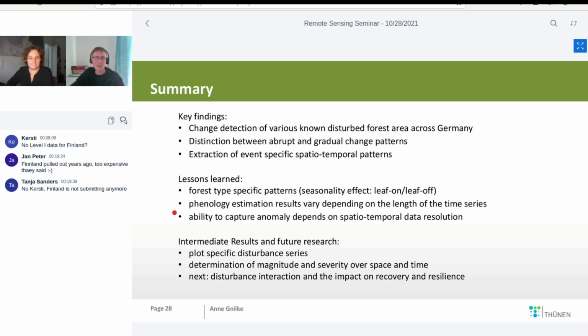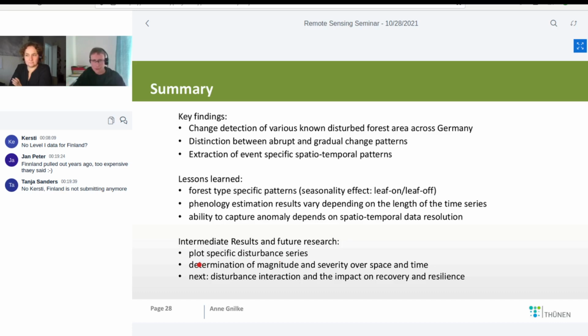For instance, the seasonality effect is one major thing we have to look more into and do further research on. Another thing is also that the phenology estimation results vary in values and in the patterns depending on the length of the time series. Imagine you only have 10 years of NDVI or EVI time series data, or 20 years. The more extreme events you also have within this time period, the greater the variety might be and the more fuzzy the data will get. So the anomaly detection really depends on spatial temporal data resolution, which we could also see on very sparse spots of fungi infestation in Bavaria, where we have only been able to guess because we knew the raw resolution of the MODIS data.